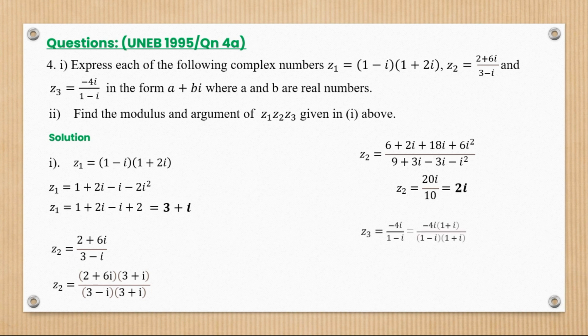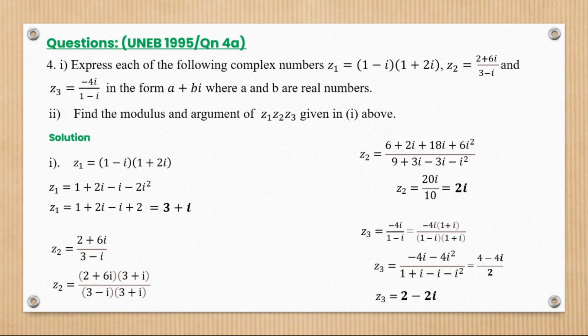Lastly, simplifying z3, we can see that z3 is also the division of two complex numbers. So we multiply both top and bottom by the conjugate of the bottom, which is 1 plus i. When you open the brackets, we end up having that. Right below, we know that i minus i is 0, and negative i squared is equal to a positive 1. And 1 plus 1 is 2, so we end up having that. Now splitting the 2 between the two numerator values, we end up having 2 minus 2i.